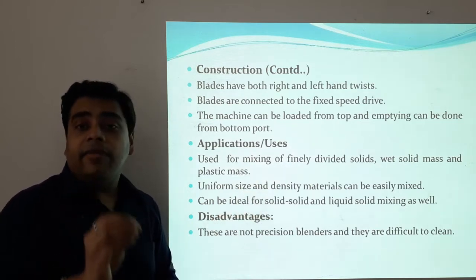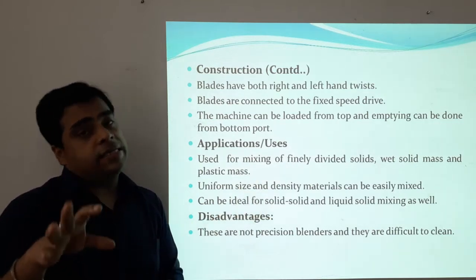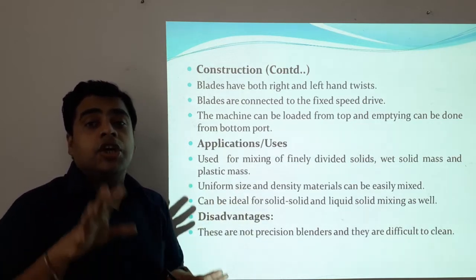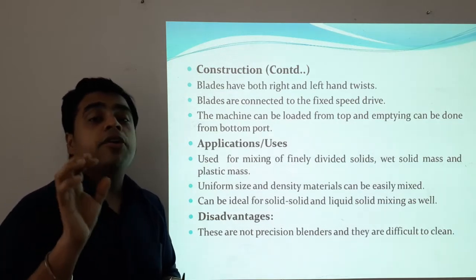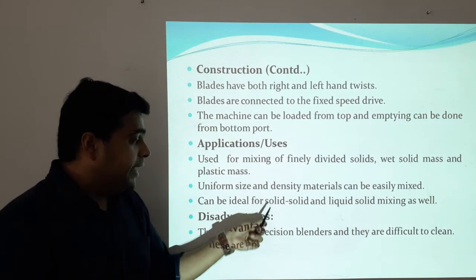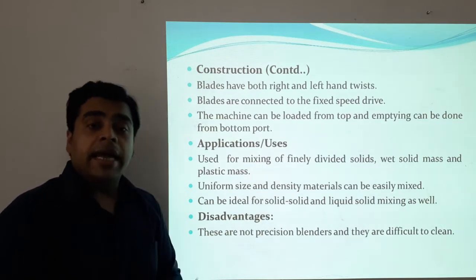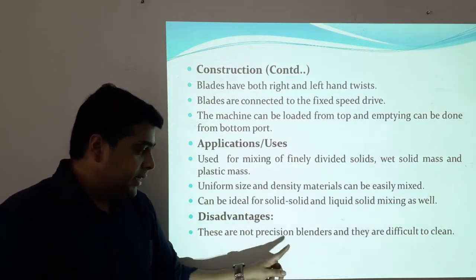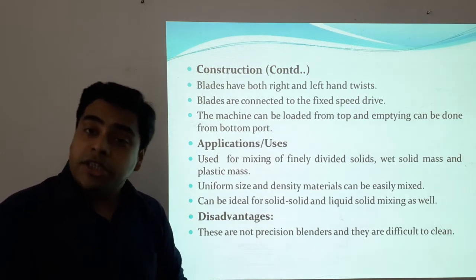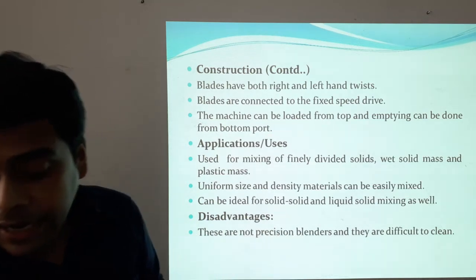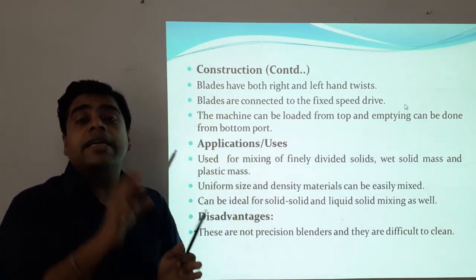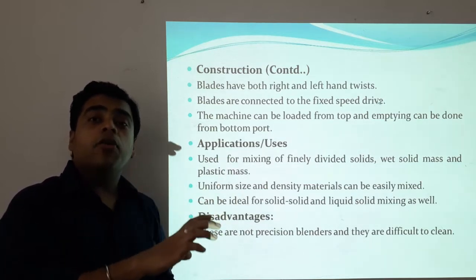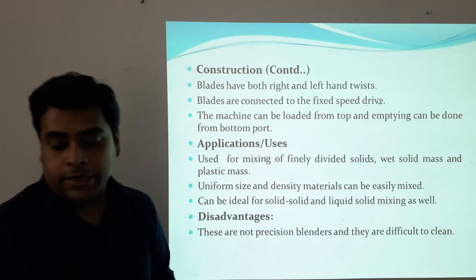For mixing finely divided solid, wet solid mass and also plastic mass, it is ideal. Materials of uniform particle size and density can easily be mixed. If the density of the particles is quite uniform in size, then the mixing can be made ideal. It can be ideal for solid as well as small amount of liquid solid mixing also. Disadvantage: these are not quite accurate or precision blenders, and they are quite difficult to clean because of the provision of dead spaces in the side walls. Particles can get accumulated in those dead spaces. So that is a problem.